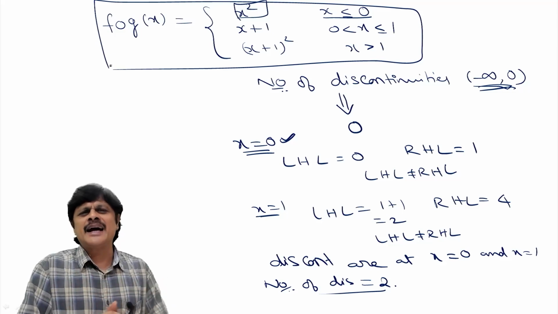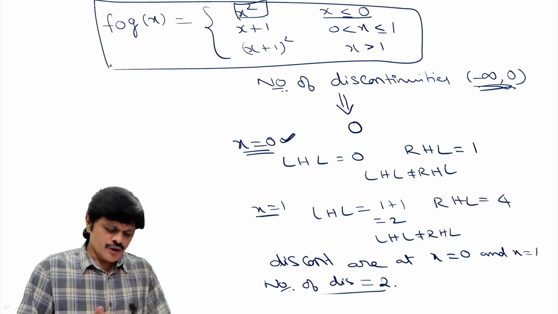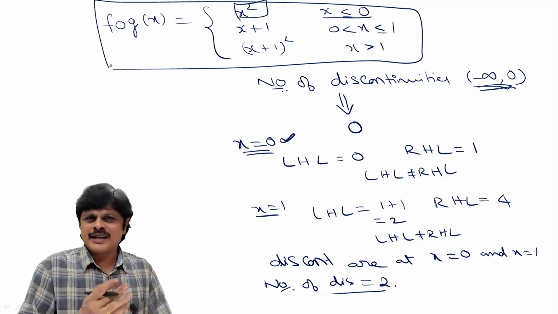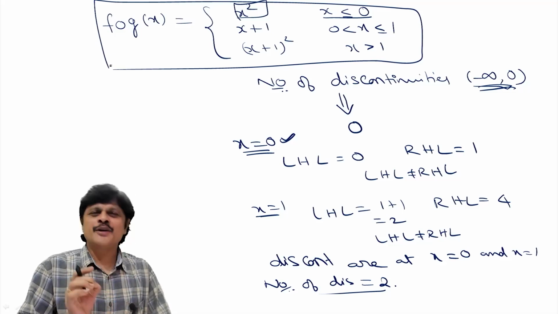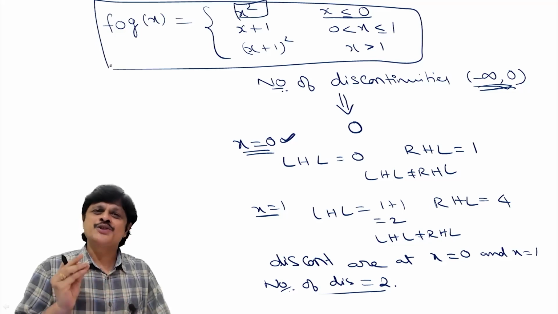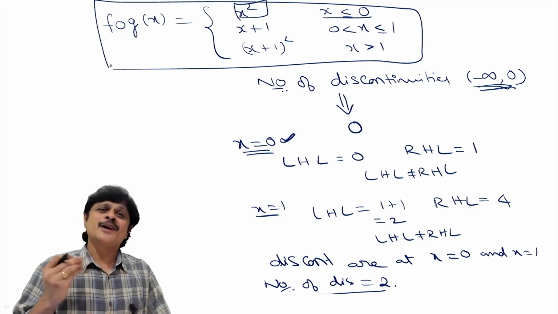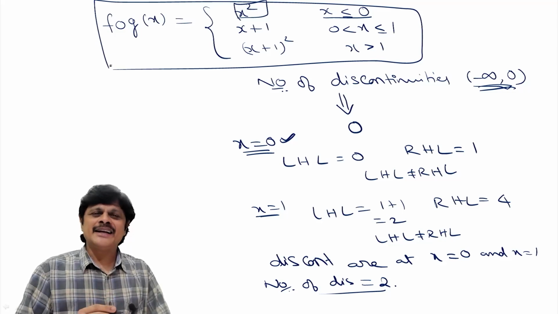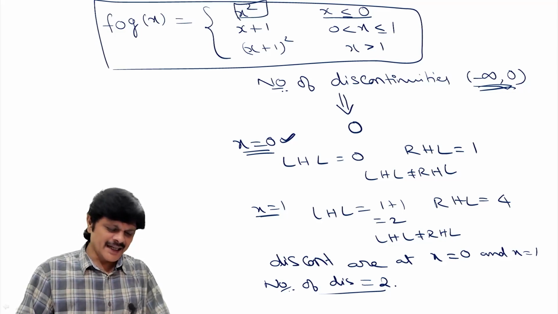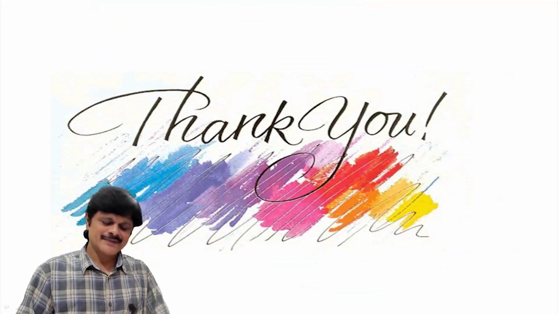Sometimes some basic ideas are needed to understand. So what we try to understand in this particular video is what is a function, what is a one-one function, what is an onto function, how to find the inverse of a function, what is the domain of a function, what is a composite function, and how to find the domain of a composite function. Is the idea clear? Thank you.